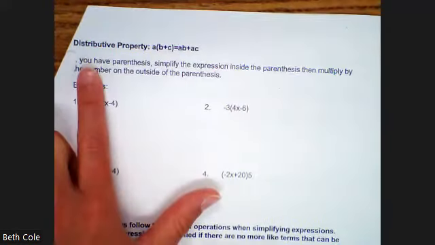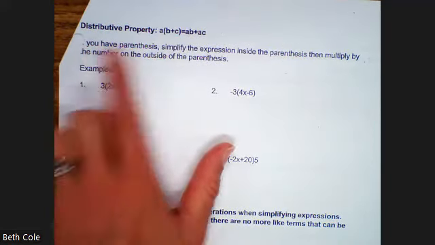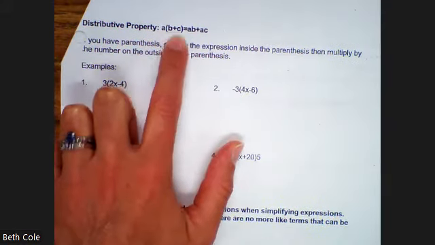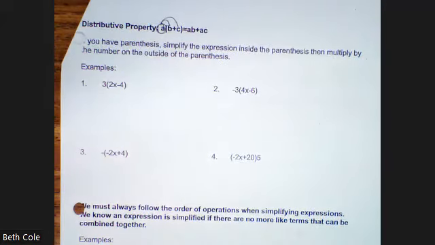All right, now here we're going to do the distributive property, and that's for when you have parentheses. So if you have a coefficient out front of your parentheses, you take whatever that is and distribute it. It just means multiply it to each of the numbers in the parentheses, okay? And then if you have any like terms, you would combine them together. So it's distribute first, then combine any like terms that you have.